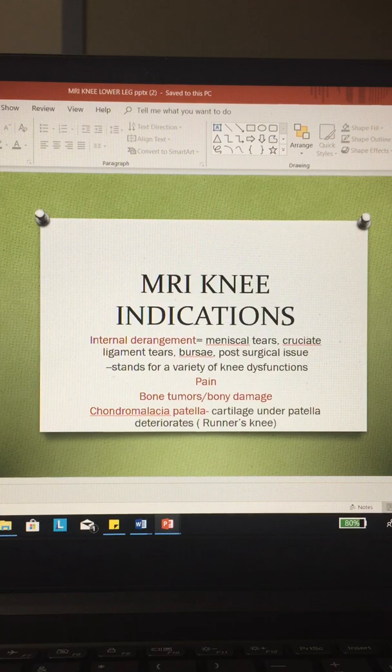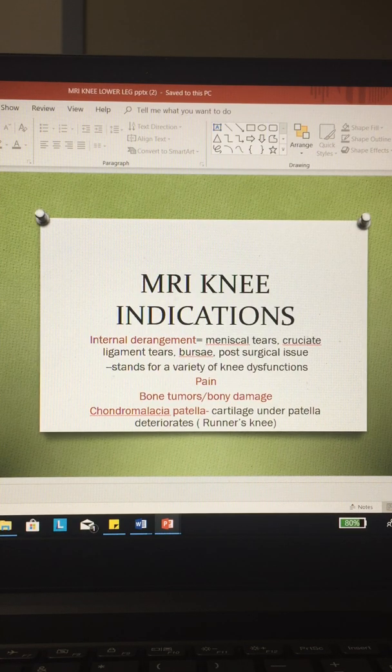Any kind of bone tumors, bone damage, chondromalacia of the patella, you'll see that as an indication sometimes. That's just basically where your patella deteriorates, and a lot of runners might have that kind of problem, okay? Think about how many times as you're running, that quadriceps tendon and the patellar tendon keeps moving and rubbing against that patellar bone, right?